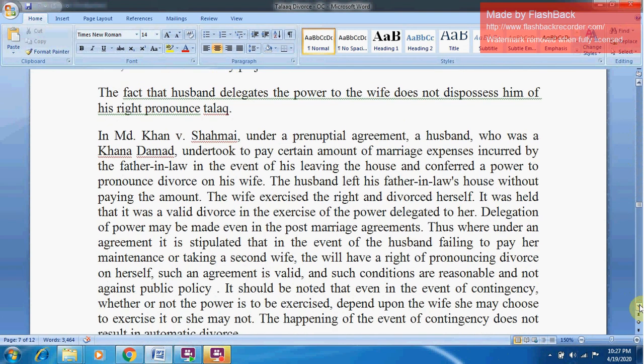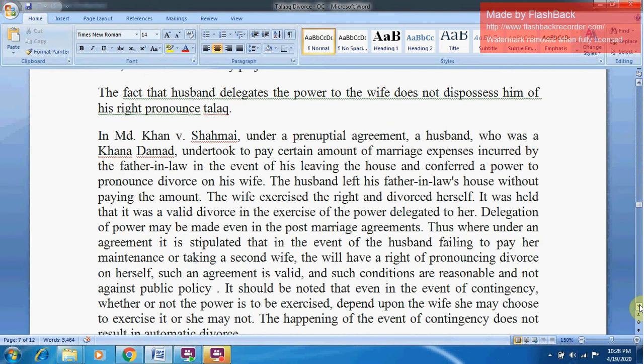In M.D. Khan versus Shahmai, under a prenuptial agreement, a husband who was a Khana Damad undertook to pay a certain amount of marriage expenses incurred by the father-in-law in the event of his leaving the house, and conferred a power to pronounce divorce on his wife. The husband left his father-in-law's house without paying the amount. The wife exercised the right and divorced herself. It was held that it was a valid divorce in the exercise of the power delegated to her.